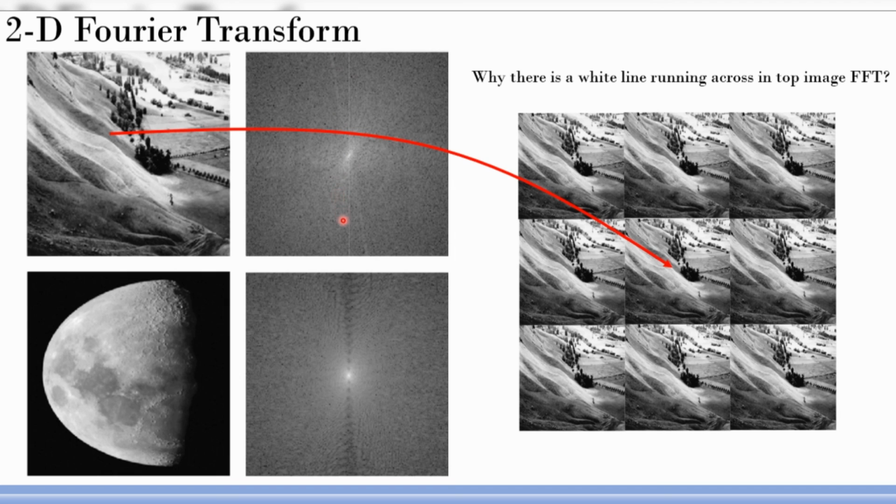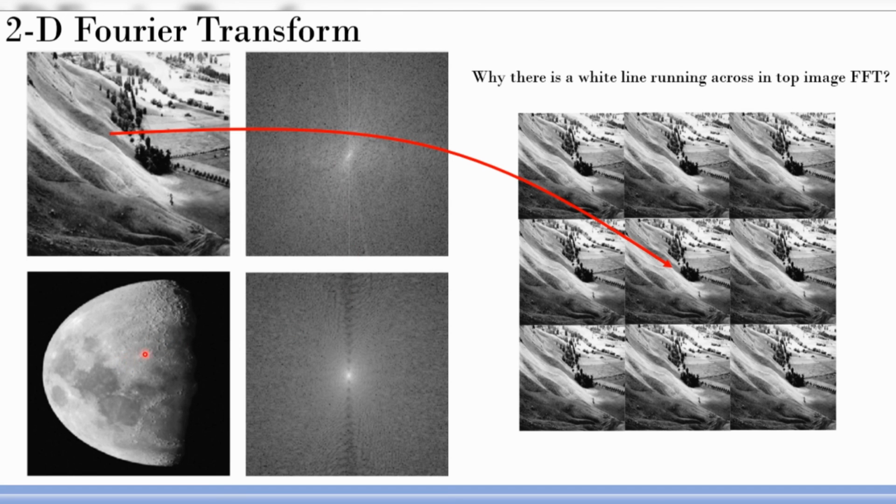But if you see along the row direction, along the x direction, the change is not really sudden. There is a gradual change compared to this. That may be the reason why you are not seeing any horizontal line going here. Only you are seeing the vertical line.